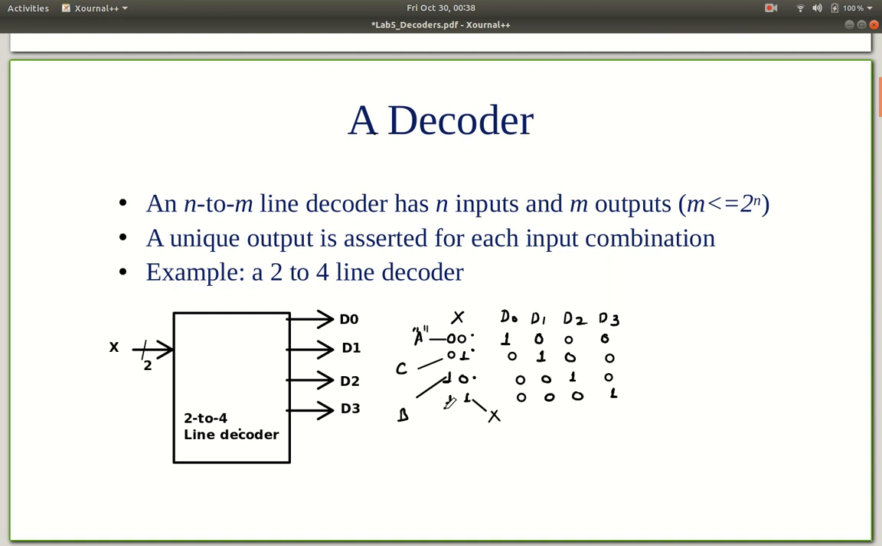So in general, a decoder can have n bit input and m output bits, where m can be less than or equal to 2 to the power n. An output corresponds to each unique input combination, and that output is asserted when the input matches that combination. Such a decoder is called an n to m line decoder.